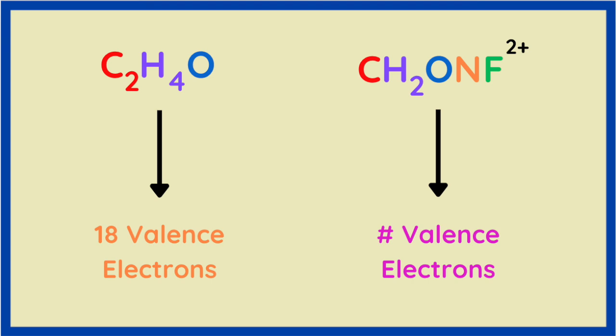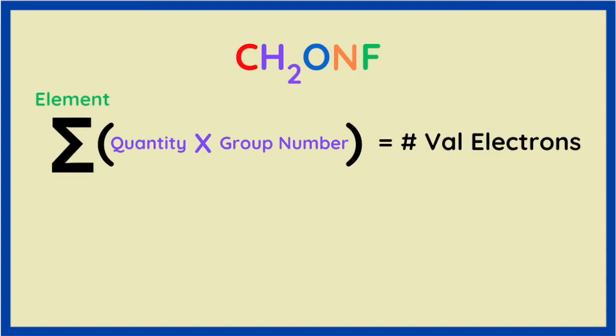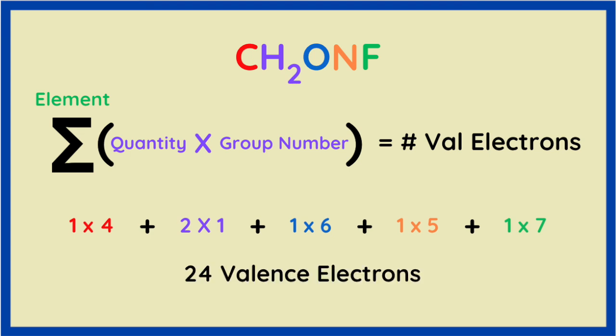So this molecule has 18 valence electrons, but what about the other one? Seems pretty straightforward. We'll just do it the same way, right? Well, no, because this molecule has a charge, and we must take that into account when calculating the valence electrons. Let's try it first as if it doesn't have a charge. Carbon would be 1 times 4 because it's in group 4 and there's 1 of them. There's 2 hydrogens times group 1, etc. So altogether, if we didn't have a charge, it would be 24 valence electrons.